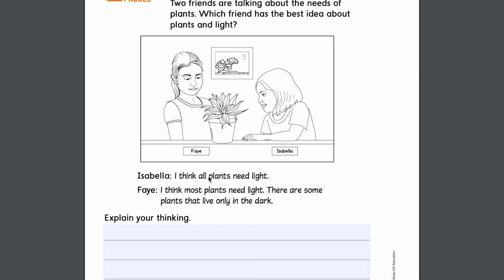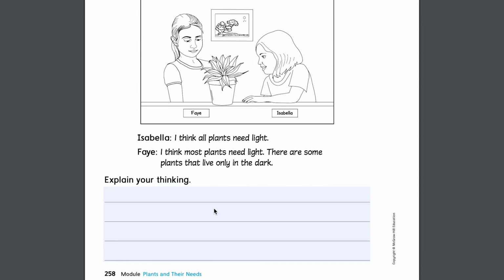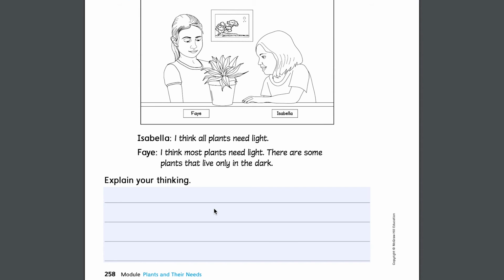Isabella says, I think all plants need light. And Faith says, I think most plants need light, but there are some plants that live only in the dark. Who might be correct? Isabella, because all plants need light.